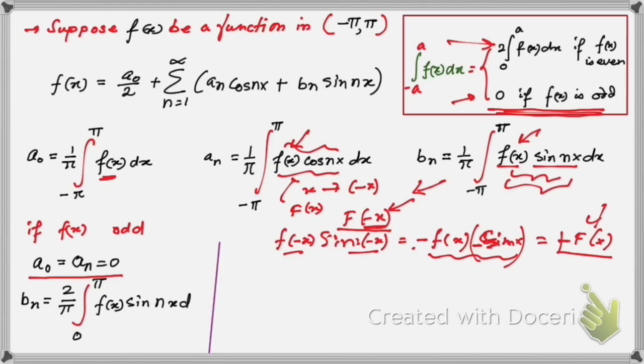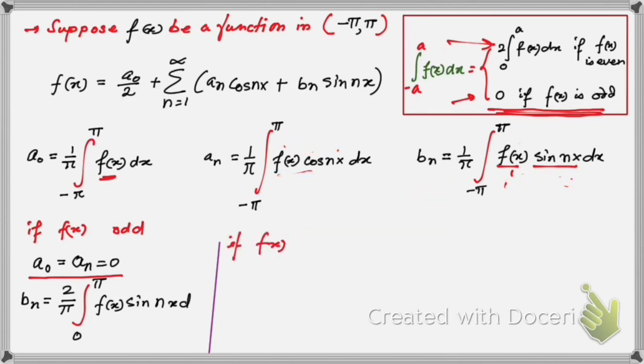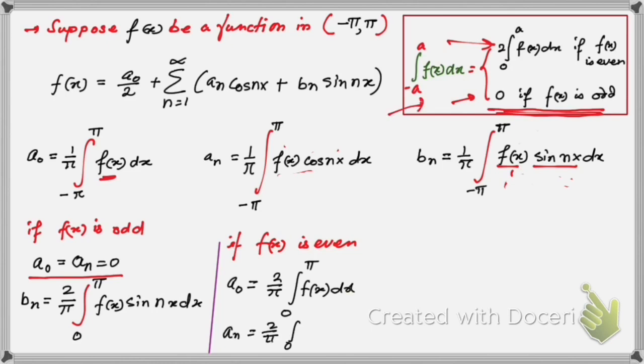Now let me clean these things. Now you see, if the function is even, then a_0 will be equal to this, right? According to this rule, identity, and a_n will be given by this. Okay, for an even function, if f of x is even and cos nx is also even, that's why we get this result for a_0 and a_n. For b_n, if f of x is even, right? Then what will you get?